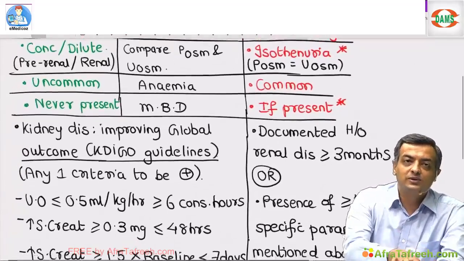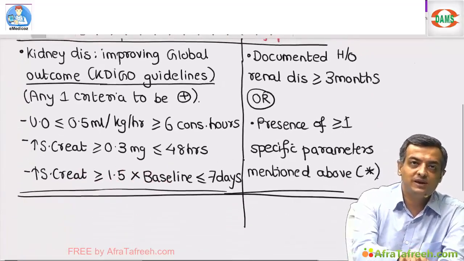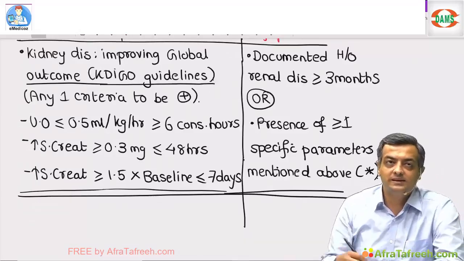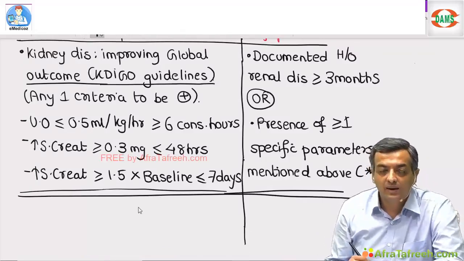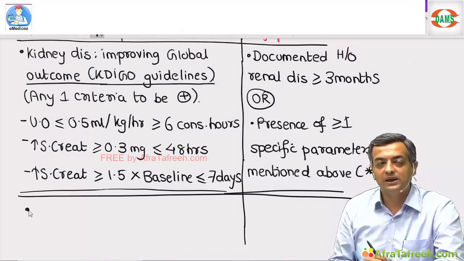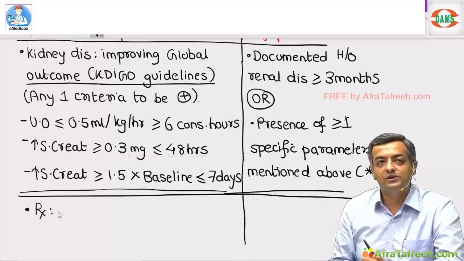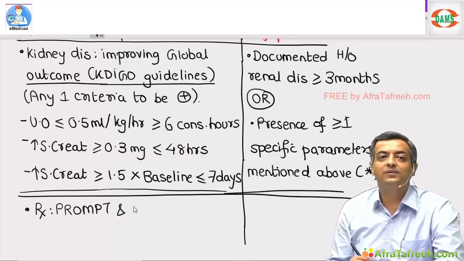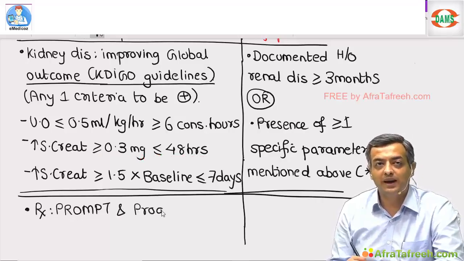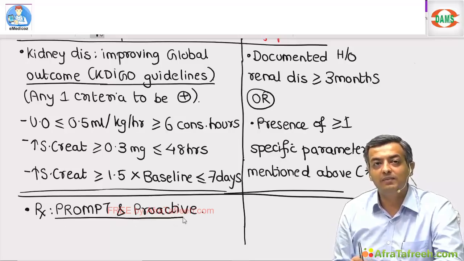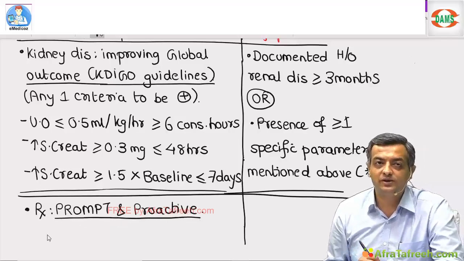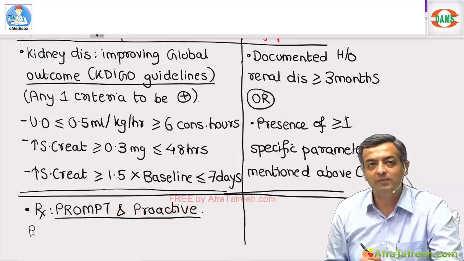So simple. In practice and in MCQs, the first step is to differentiate whether the disease is acute or chronic. As I told you, why differentiate? Because the management should be prompt and proactive. Most probably you will have to admit the patient with acute kidney injury. Why should it be prompt and proactive? To prevent complications.